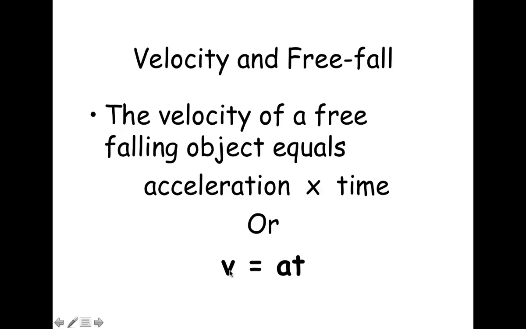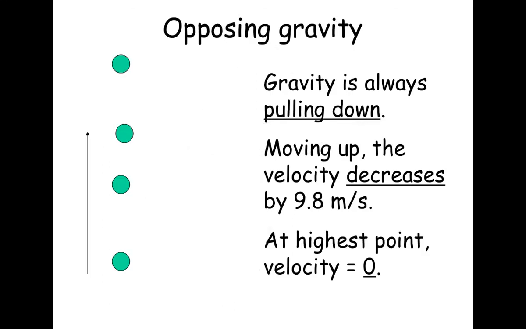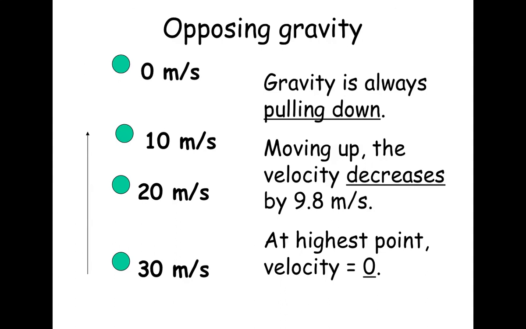Now, free fall applies to both things that are dropped from a height as well as things that are tossed up in the air. So if we think of something that's been tossed up in the air, gravity is always pulling it down. So as it is moving up, its velocity is going to decrease by 9.8 meters per second, and then when it reaches its highest point, its speed is actually equal to 0. So if I throw something up in the air with a speed of 30 meters per second, 1 second later, it's going to be down to about 20 meters per second, then 10, and then at the very top is 0.